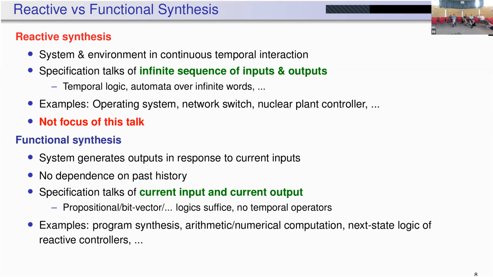We didn't collaborate when preparing the slides, but it's nice. So here the system generates outputs in response to current inputs. There's no dependence on past history. But I will show you one slide on how functional synthesis can be useful for reactive synthesis. So we're talking about current input and current output values, and once again, there are enough examples I'm going to talk about. So that's the focus of this talk, functional synthesis, and we have mostly Boolean inputs, in fact, for this talk.